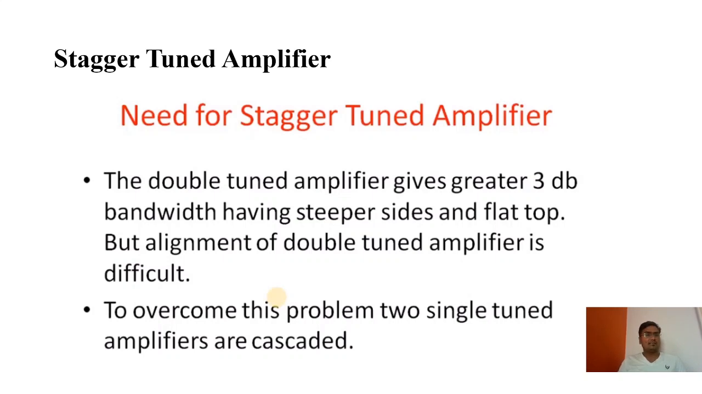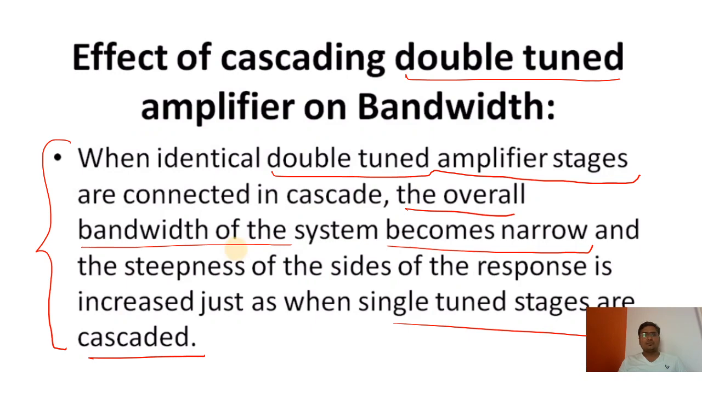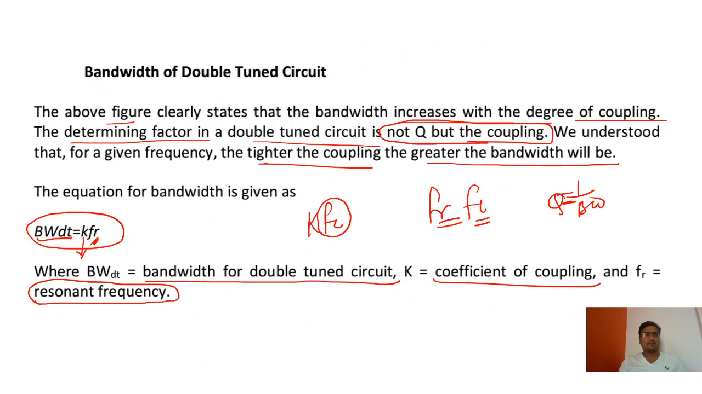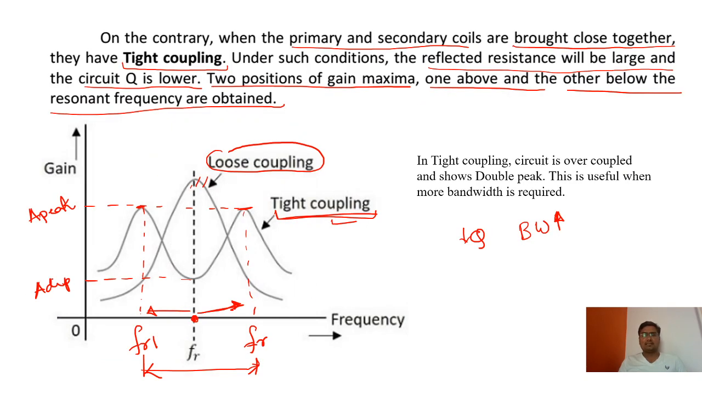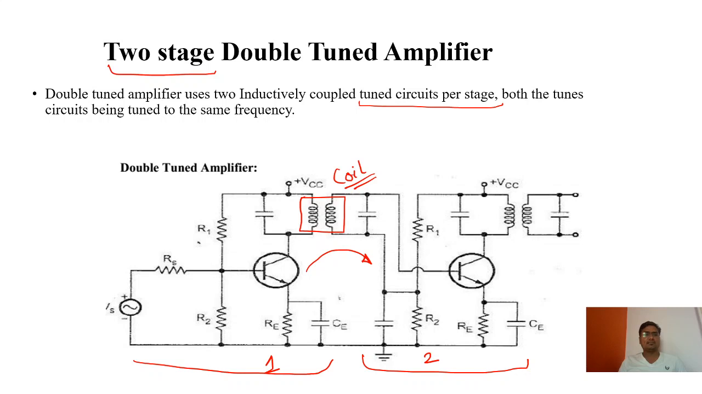So let's see what we had in our last lecture. It was about the double tuned amplifier and its cascaded effect. Let us start with this two-stage double tuned amplifier. As I told you, if it is a double tuned amplifier, we have two options: either configure the amplifier in single stage mode or do it in two stage mode. This is one example that I am showing, that is a two stage double tuned amplifier.